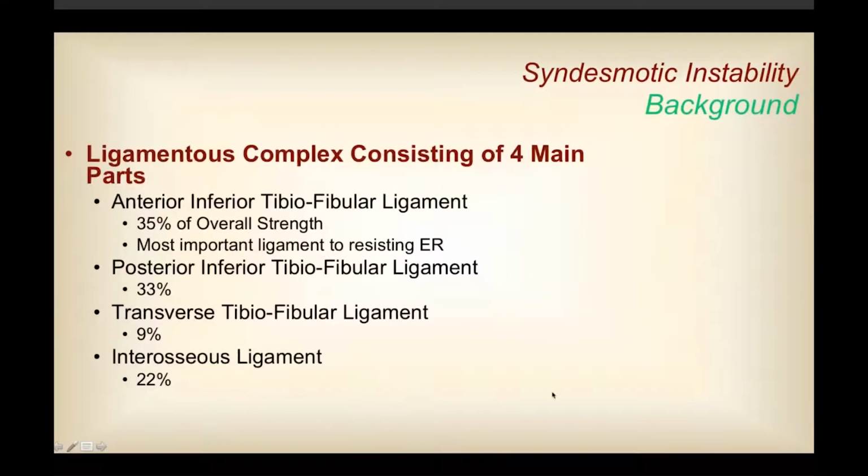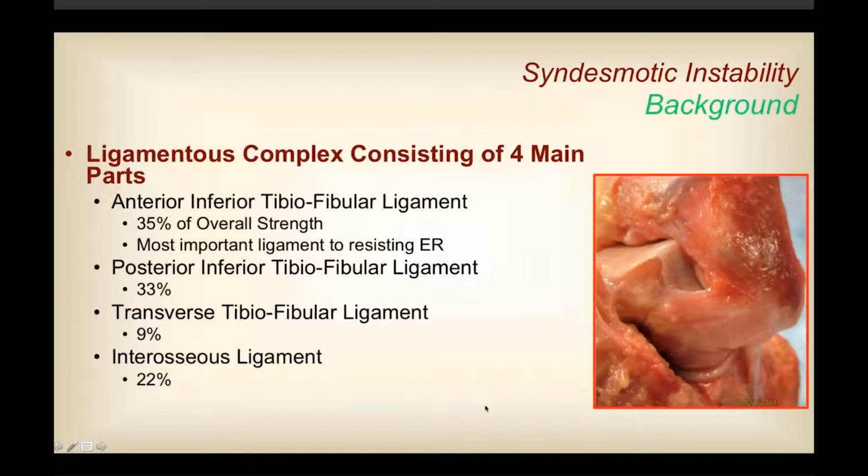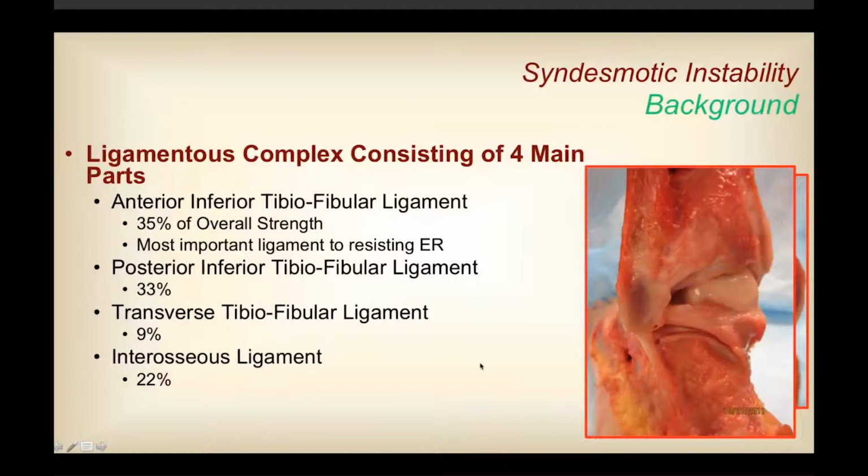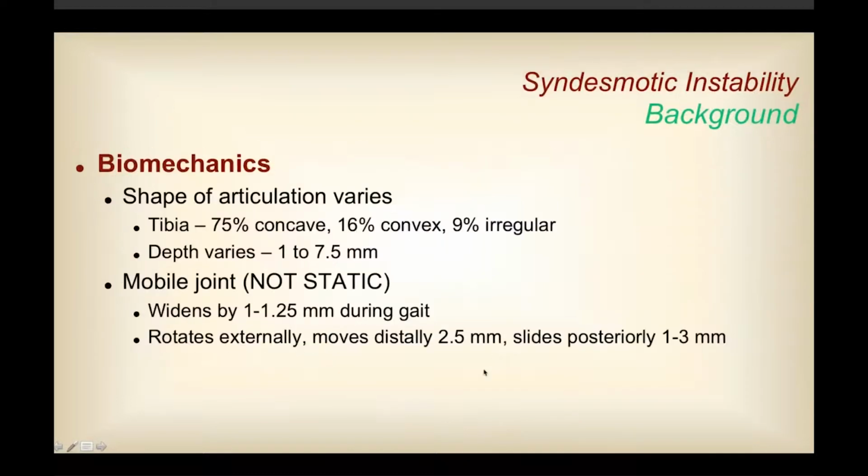Just very briefly, as far as the background, we know it's a ligamentous complex consisting of these four: the anterior inferior tib fib ligament you see here, and the posterior complex, which includes both the transverse tibiofibular ligament and the posterior inferior tib fib ligament, which makes up 42% of this. And then finally, the interosseous membrane.